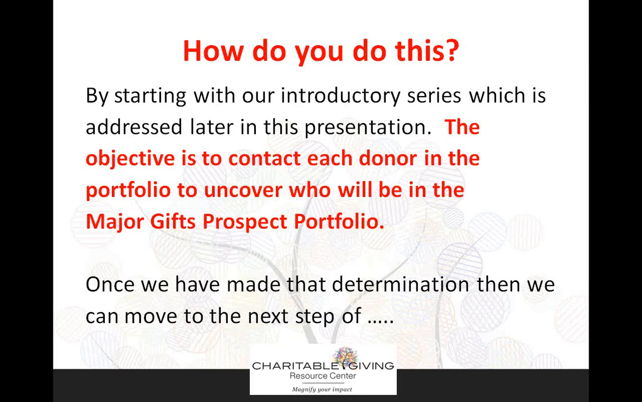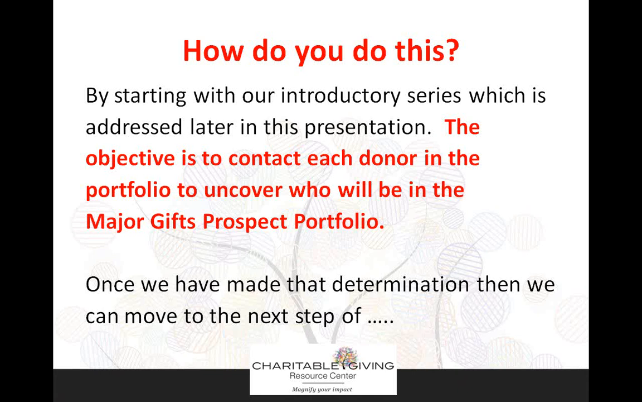So how do you do this? My hope is that some of the next few tips are actual things that you can take away and say, now I know how to ask them about this. So by starting with an introductory series of questions that are later in the presentation is how you'll get this done. The objective is to contact each donor in the portfolio. So now you've decided who's in there, now we're going to qualify them. We're going to contact them to uncover who's going to become a major gift prospect.